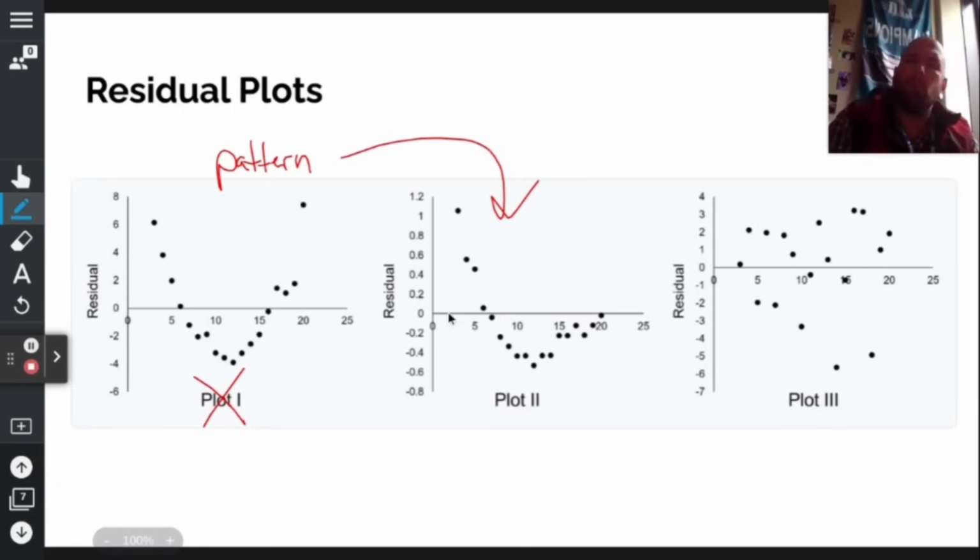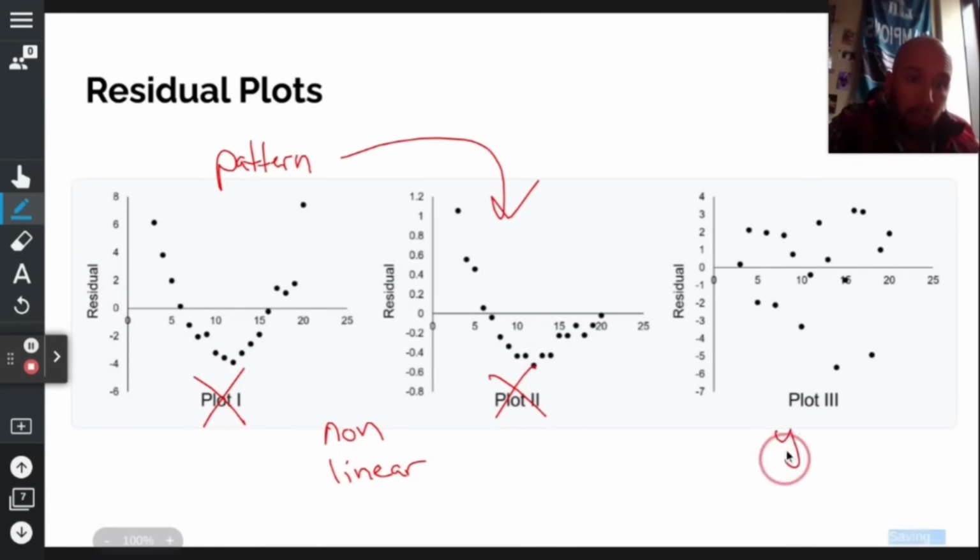So that's a pattern too, because it's above, above, above. It looks quadratic. So in cases like plots 1 and 2, these are nonlinear. A linear equation does not fit this data. What about you? You might look at that and say, there's no way you're going to say all those scattered plots are linear. They are.